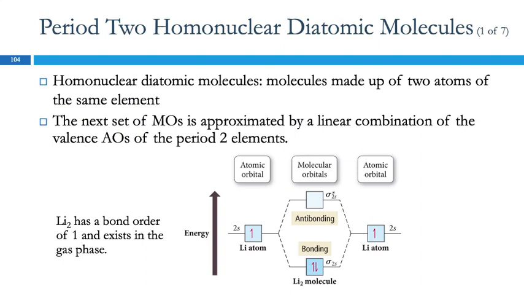So we're going to be looking here at homonuclear diatomic molecules. So homo is a prefix that means the same. Homonuclear, same nucleus. So these are atoms of the same element. Diatomic, 2 atoms. So all of these that we're going to look at now, there are 2 atoms of the same element. So this is Li2. It's a lithium atom and another lithium atom.